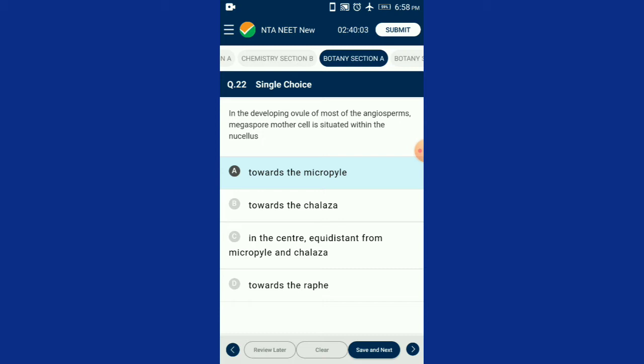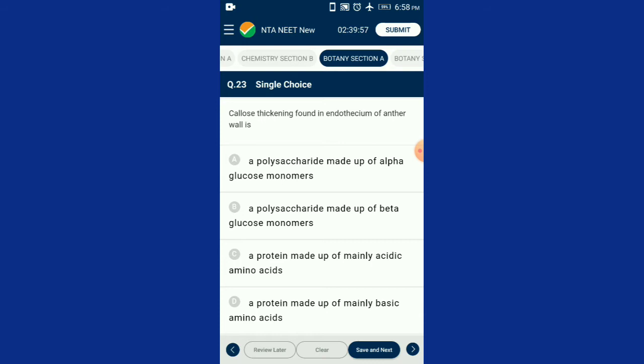Question number 23. Callose thickening found in the endothecium of anther wall is. Callose is a polysaccharide having repeating units of beta glucose with beta 1-3 glycosidic bonds with some beta 1-6 branches. Callose is produced during pollen grain formation, cell plate formation, and also as a stress response.